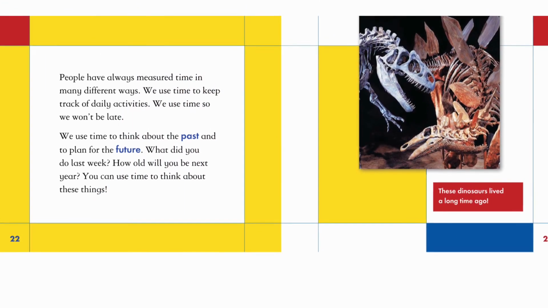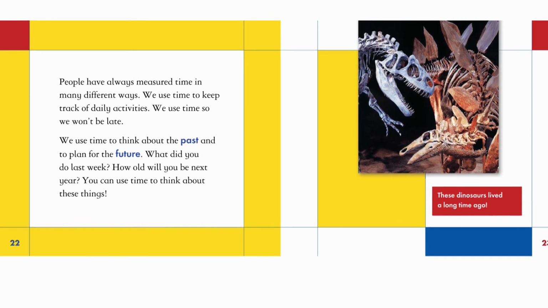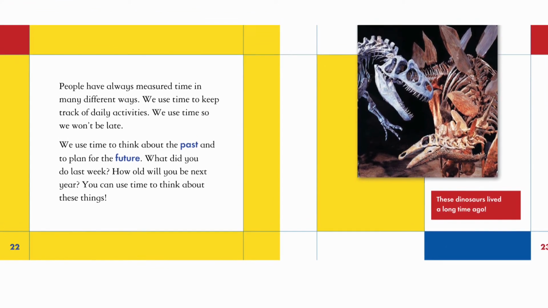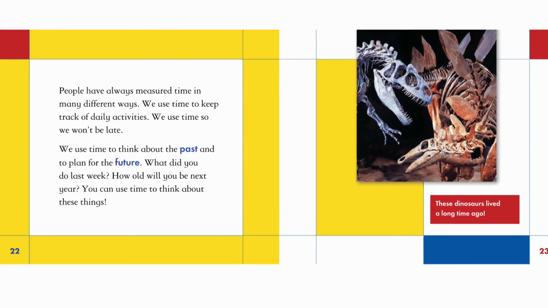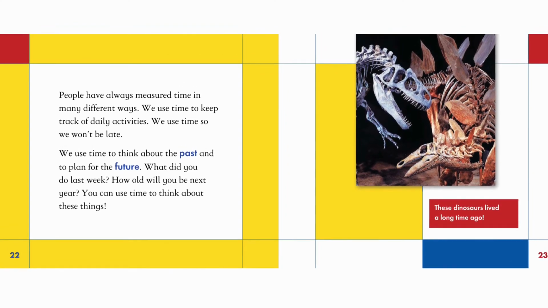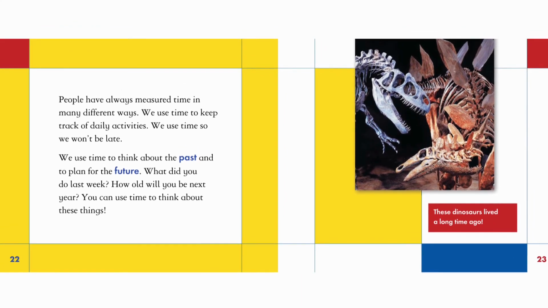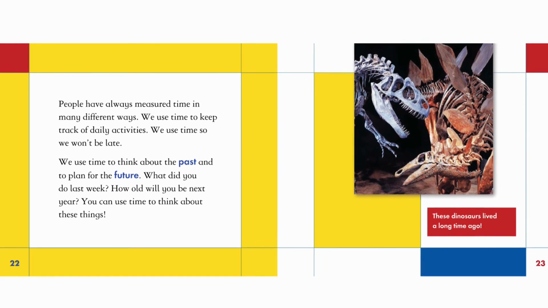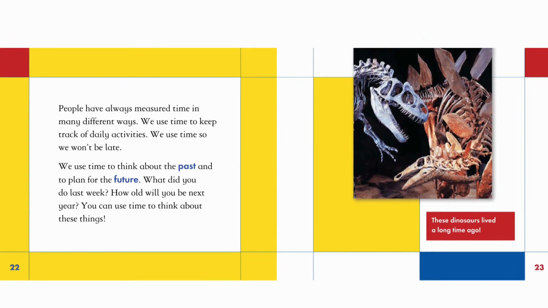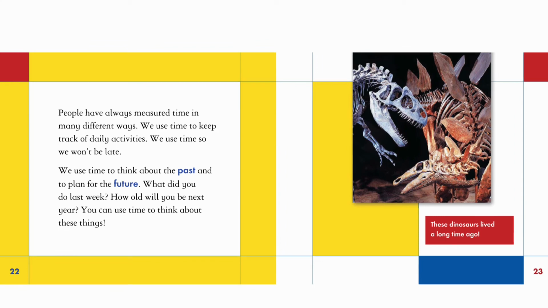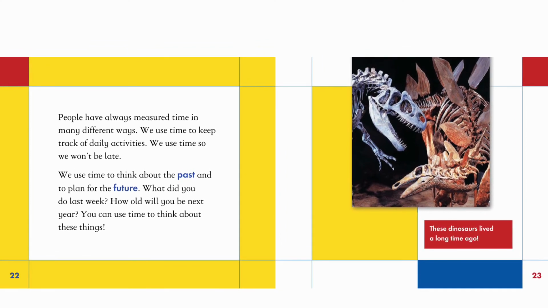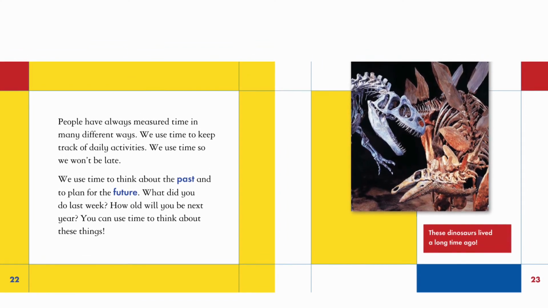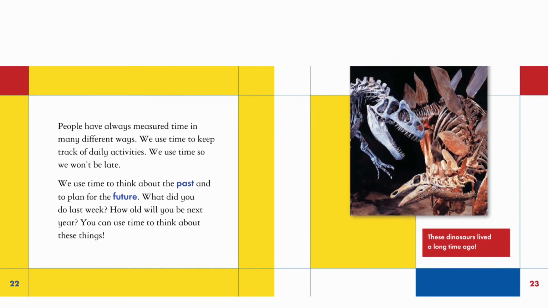People have measured time in many different ways. We use time to keep track of our daily activities. We use time so we won't be late. We use time to think about the past, to plan for the future. What did you do last week? How old will you be next year? Can you use time to think about these things?